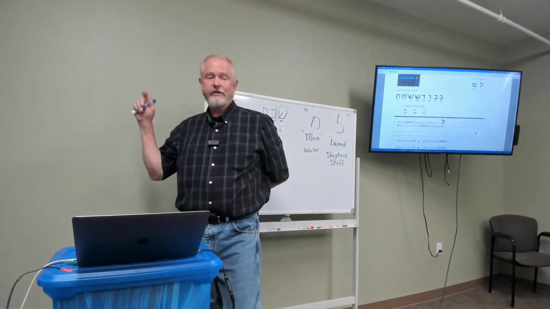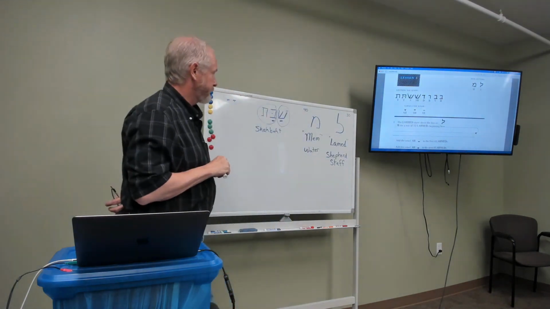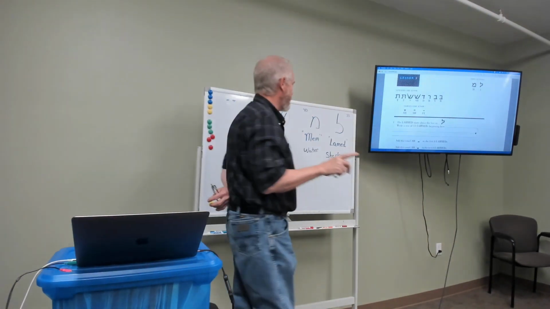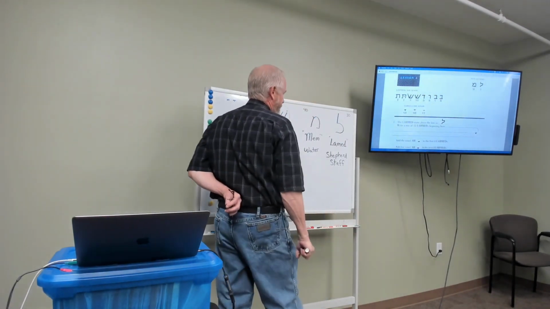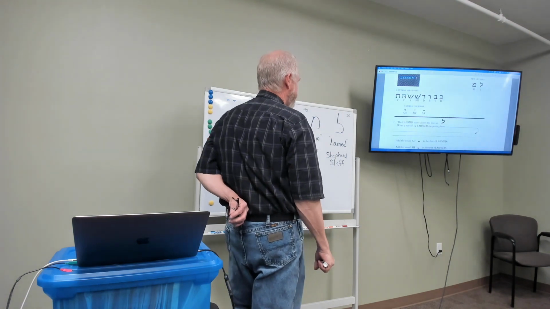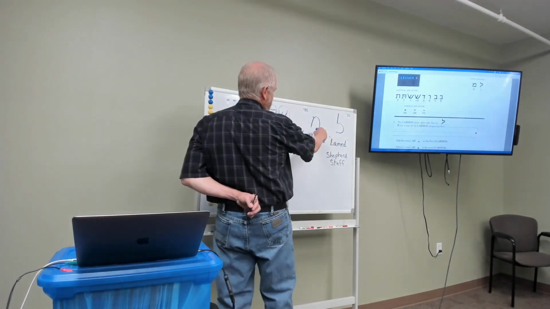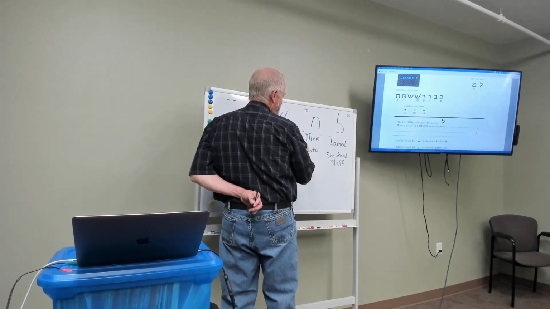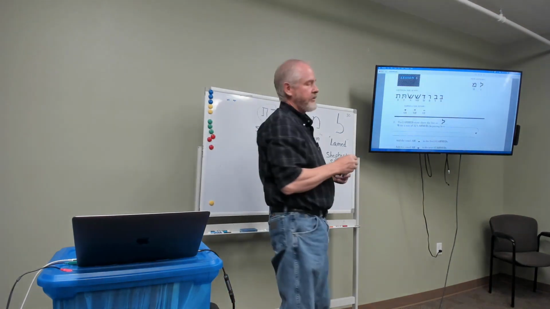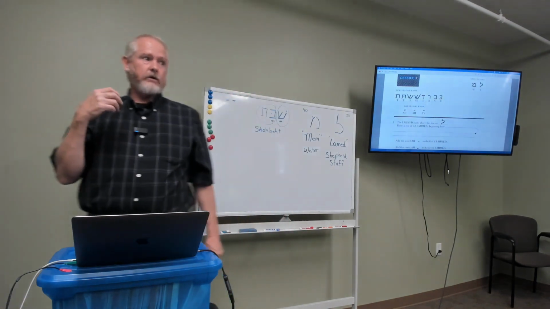It's the only letter that goes above the line, which there's a reason for it. It's got a numerical value of 30. Our next letter is Mem. Mem means water. Mem can also mean oil or anointing.